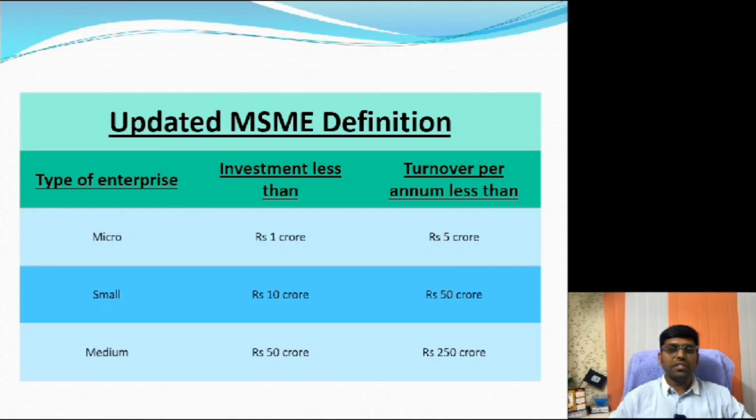For an enterprise to be classified as small, the investment should be less than 10 crores and the annual turnover should be less than 50 crores. For an enterprise to be classified as medium, the investment should be less than 50 crores and the annual turnover should be less than 250 crores.